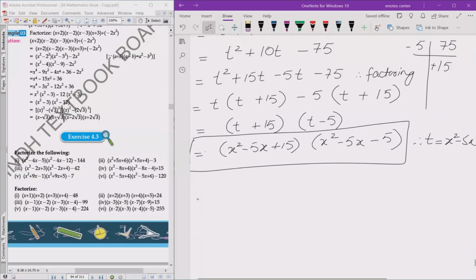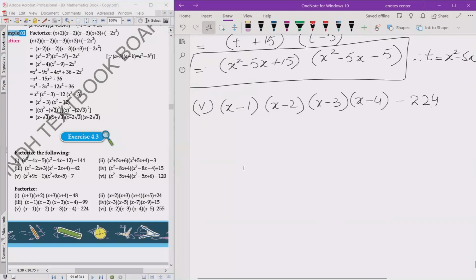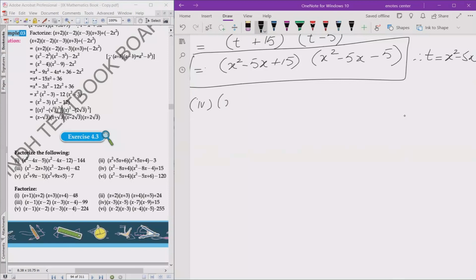And now we have part 5. So part 5 is x minus 1, x minus 2, x minus 3, x minus 4, minus 2024. Now we will arrange it such that first we will check, okay, now we will simplify part 4. Part 4 is x minus 3, x minus 5, x minus 7, x minus 9, and plus 15.